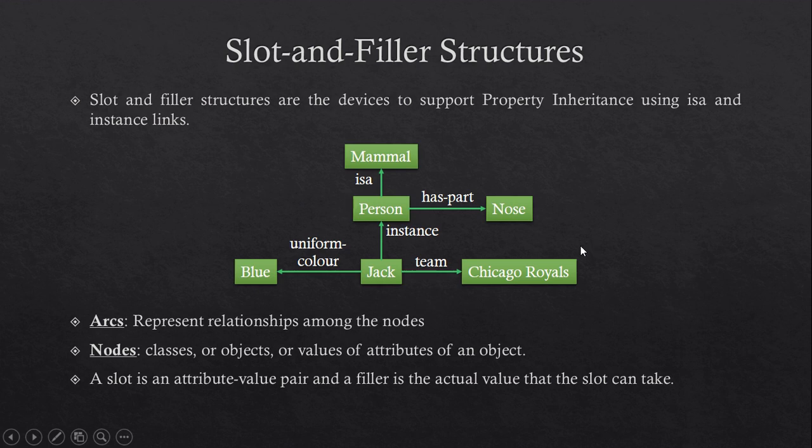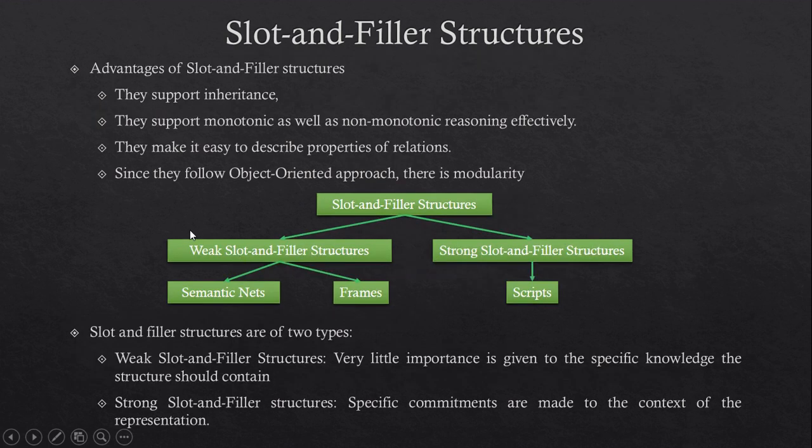Why do we use it? Slot and filler structures are used because, firstly, they support inheritance. Secondly, they support monotonic as well as non-monotonic reasoning effectively. Thirdly, they make it easy to describe properties of relations. And lastly, since they follow an object-oriented approach, there is modularity.